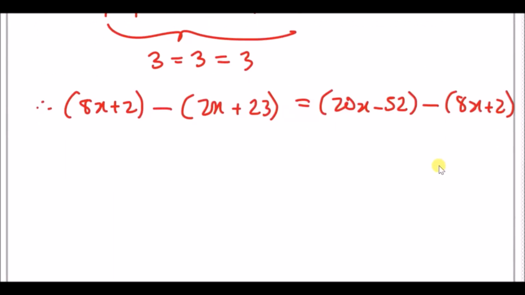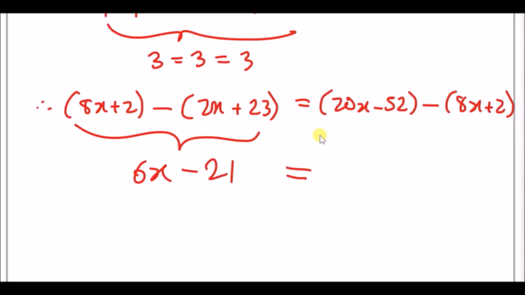So let's do it. On the left hand side, 8x take away 2x is 6x. You could expand the bracket, it's up to you how you want to do this. 2 minus 23 is minus 21. Now on the right hand side, 20x take away 8x is 12x. Minus 52 minus plus 2, in other words minus 2, is minus 54. Okay, so now we're getting somewhere.